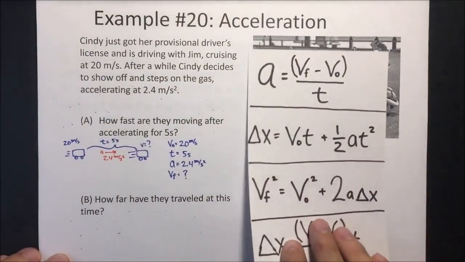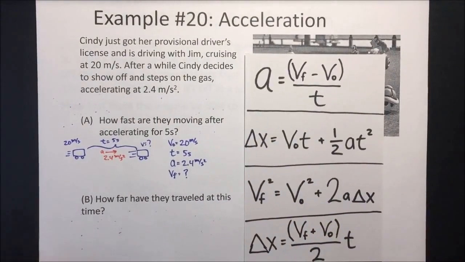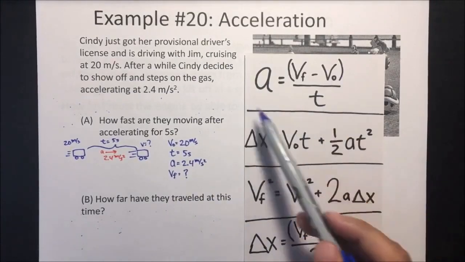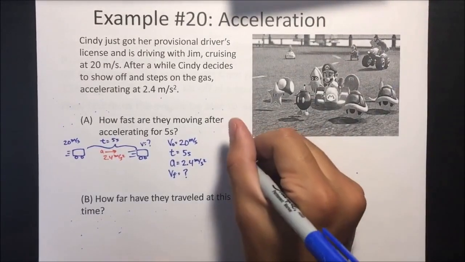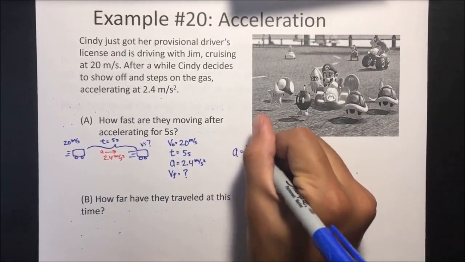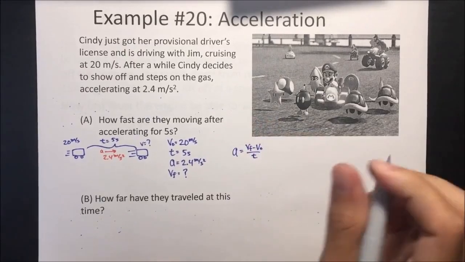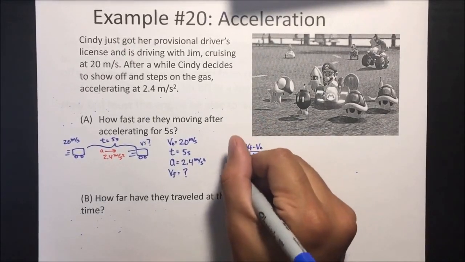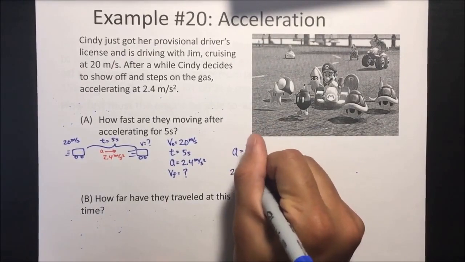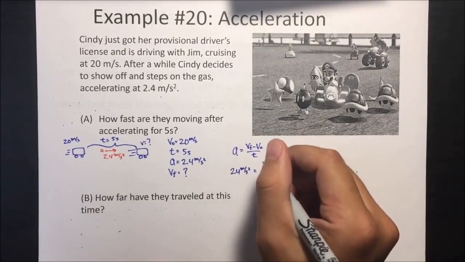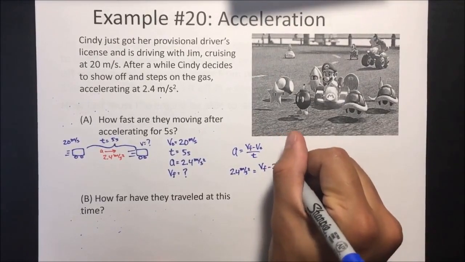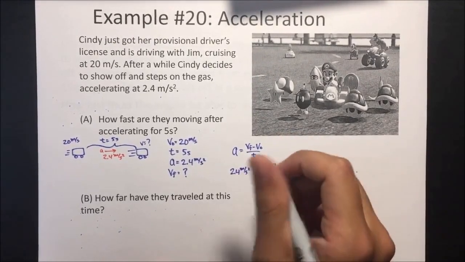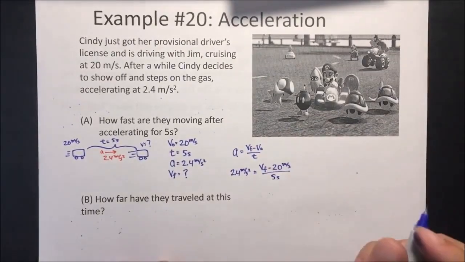Again, we're going to get our formula sheet and we're going to see what we're looking for. We're going to see which one has all 4 of these. And again, it's the same formula over here. We're going to get to more formulas, but for now, they're the same. Acceleration is equal to v final minus v initial over time. Acceleration is 2.4 meters per second squared, which is equal to the final velocity, which we are looking for, but we don't know, minus 20 meters per second divided by time, 5 seconds.